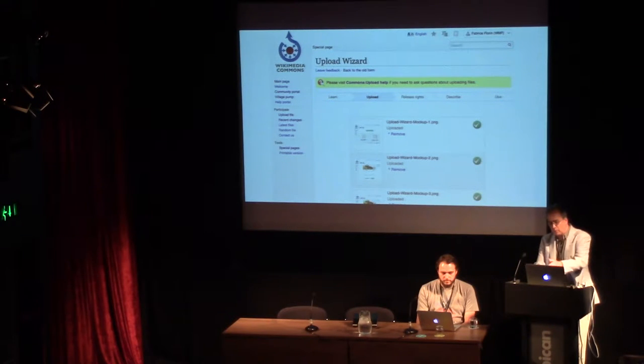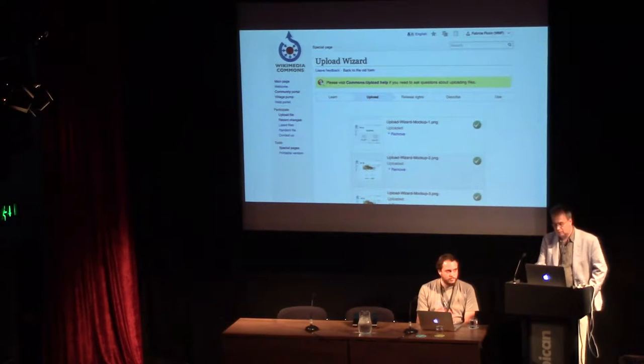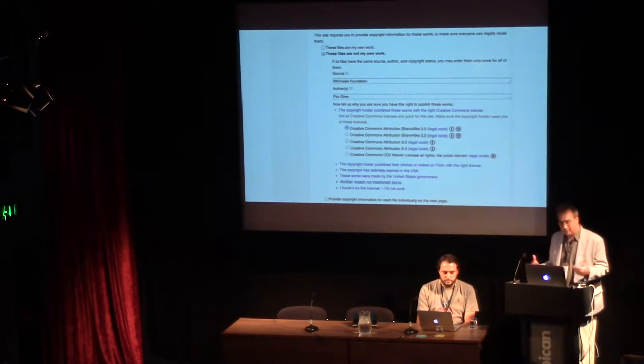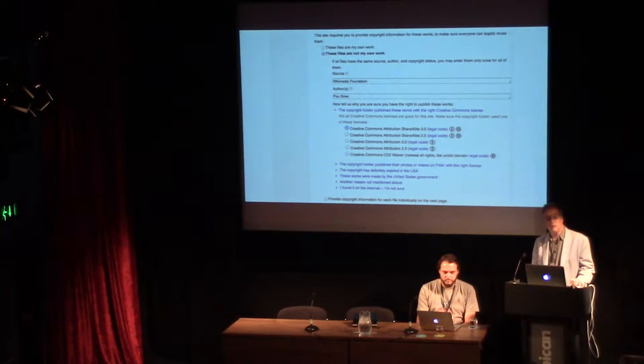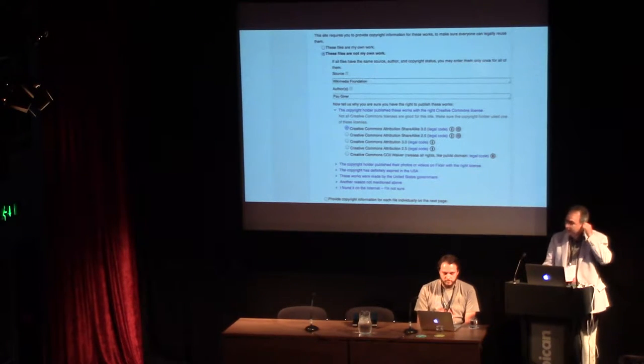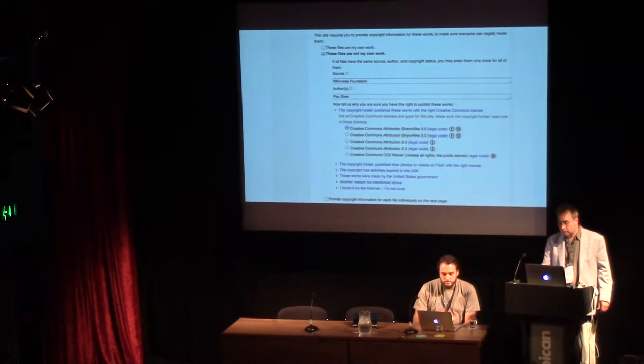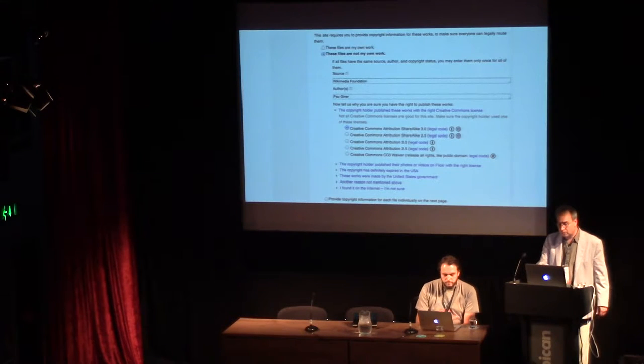Then your files are uploaded, and a little check mark appears to let you know that they have been uploaded. And then you're asked to describe and provide information about yourself or the author and the source of the file, as well as the license information. And it can be a little daunting for some people. And so we're going to look for ways to make this a little bit easier for folks so they have a better understanding of which license to pick, for example.